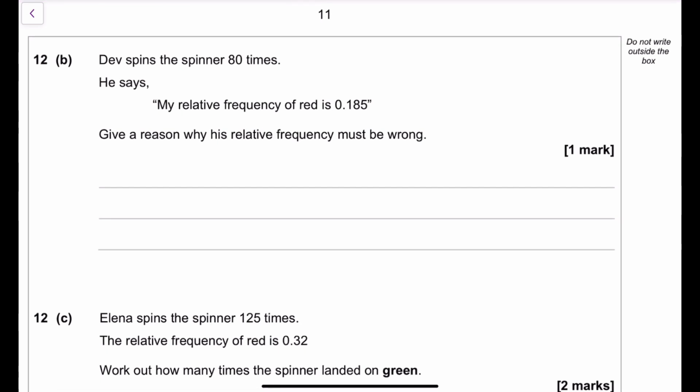Okay, right. Dev spins a spinner 80 times. He says the relative frequency of red is 0.85. Give a reason why his relative frequency must be wrong.